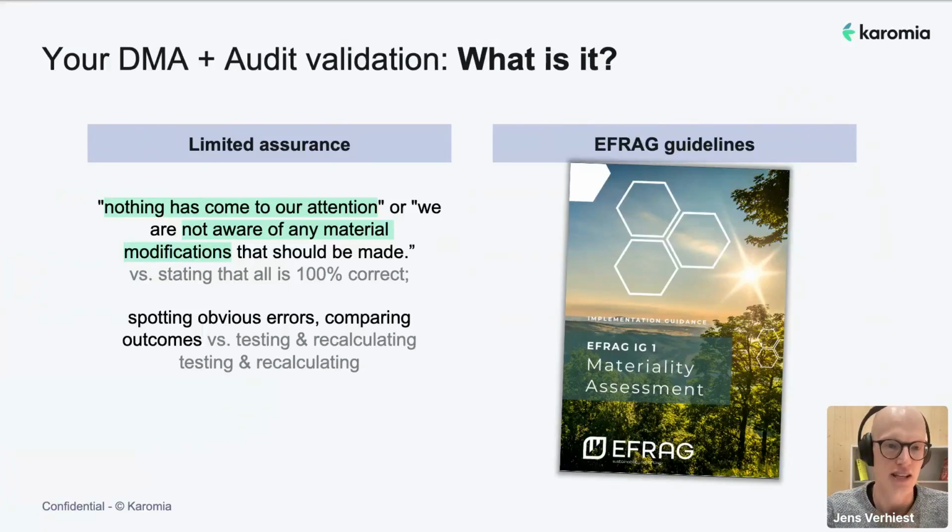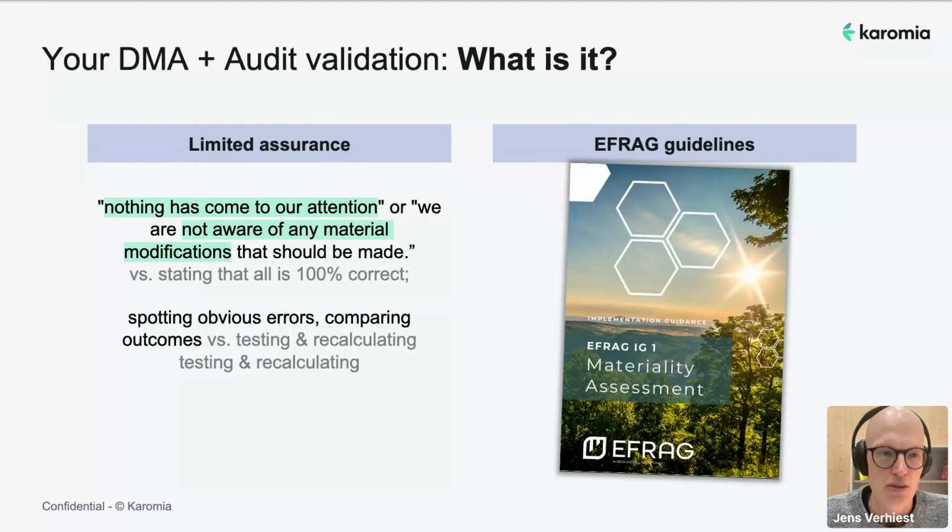It is an assurance level where your auditor will look at the process that you followed, and look at whether there are any major deviations from what is typically the process. The auditor will not go in and look at every nitty-gritty detail, and will not be in a mode of retesting and recalculating elements. So in the end, the outcome will be: nothing has come to our attention, or we're not aware of any major deviations from how it should be done. It is important to keep this in mind.